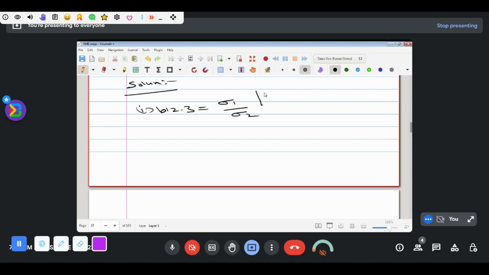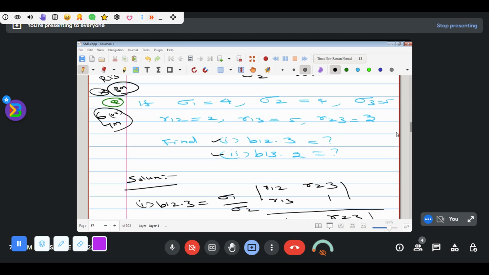Determinant of R12, R23, R13, 1, divided by the determinant of 1, R23, R23, 1. So all values are given: R23 is 3, R12 is 2, R13 is 5.